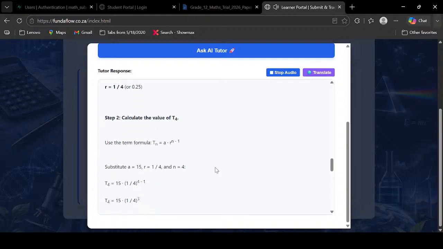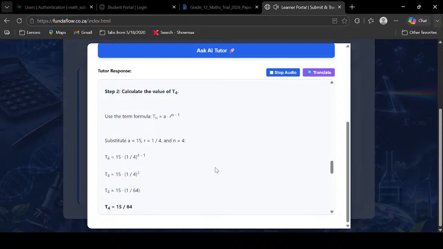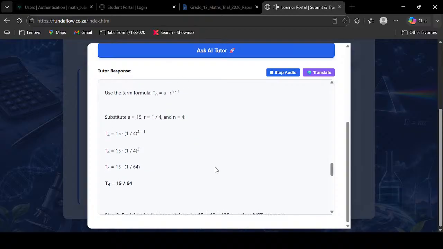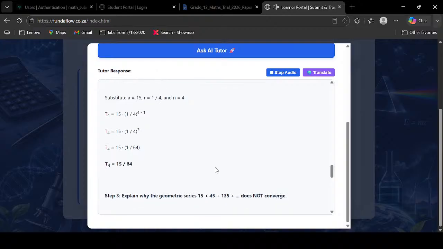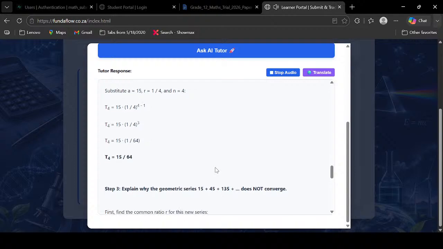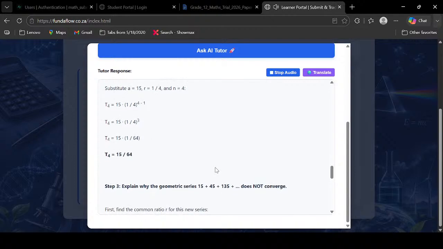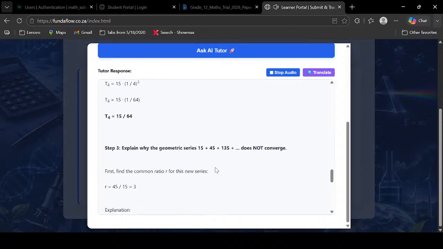Step 2, calculate the value of T4. Use the term formula, Tn equals a r^(n-1). Substitute a equals 15, r equals 1/4, and n equals 4. T4 equals 15(1/4)^(4-1). T4 equals 15(1/4)^3. T4 equals 15(1/64). T4 equals 15/64.